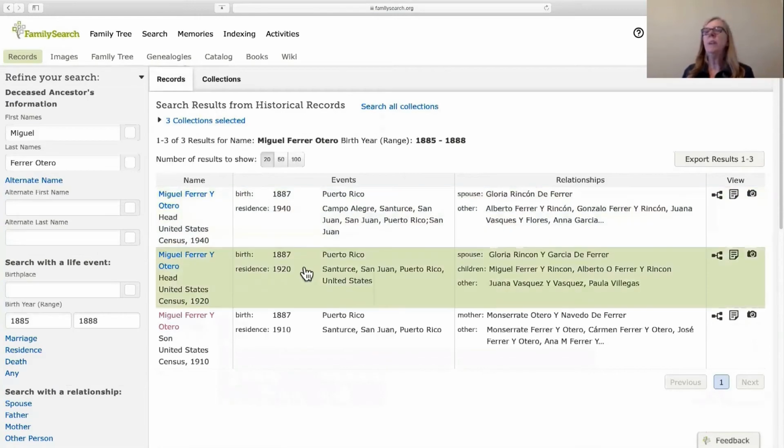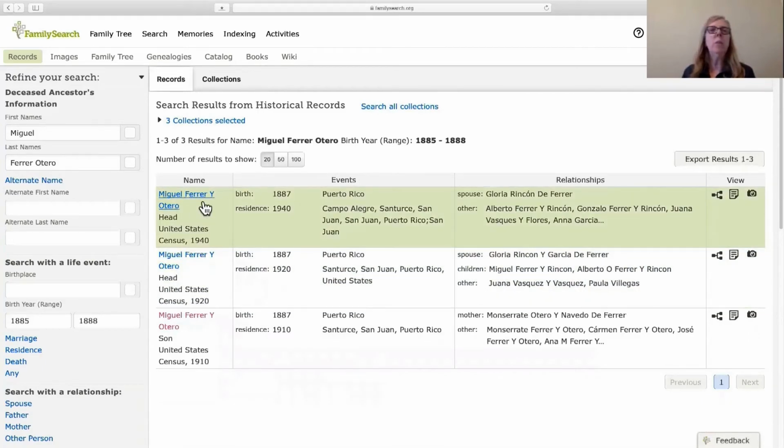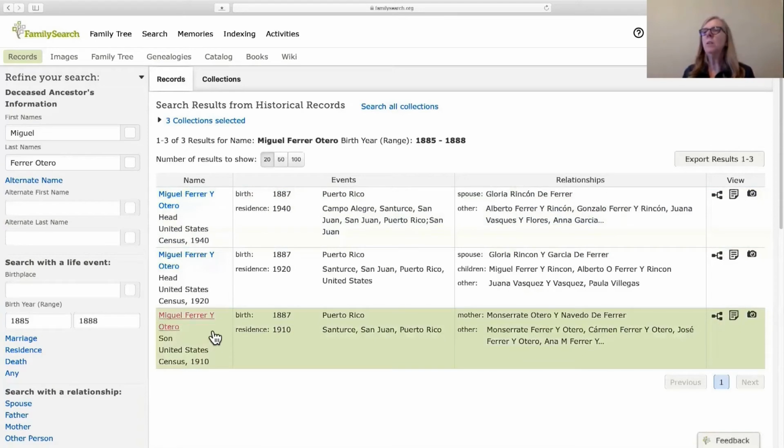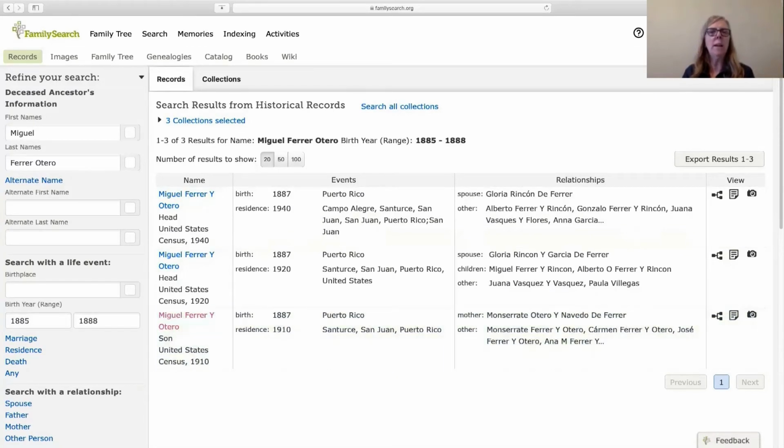So here we have the 1920, which we saw before, with Miguel Ferrer y Otero. And then we have a 1940, which we haven't seen yet, but we also have a 1910 census. And you'll notice that the 1930 census didn't show up. Do you know why? Because he was only listed as Miguel Ferrer, and so the search engine didn't return that as a possibility. That's why it's really important to try various search options, various search parameters, so that you can get all the information and find them no matter how they might be indexed in the record.